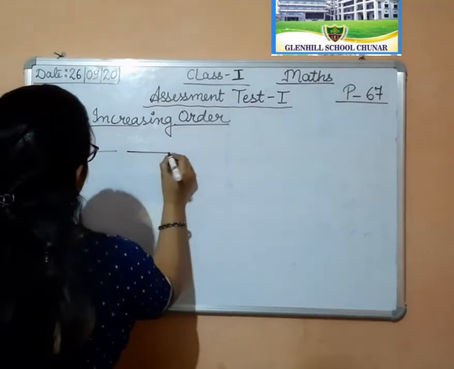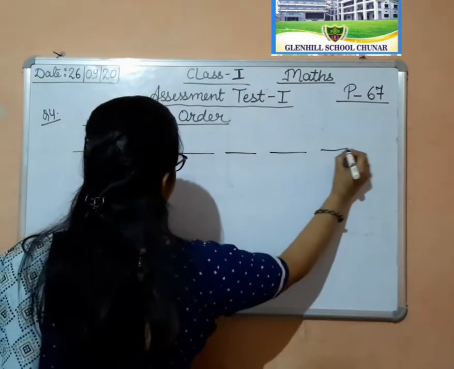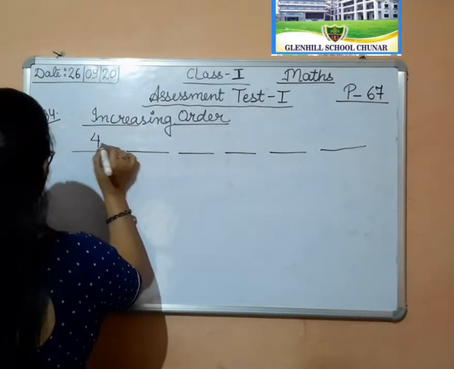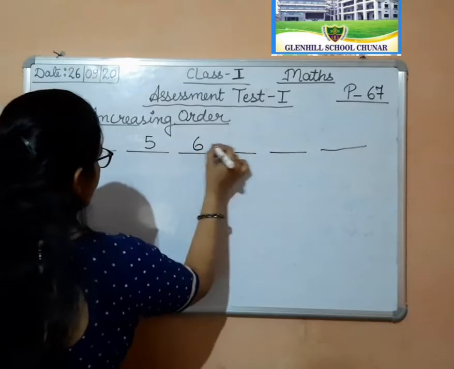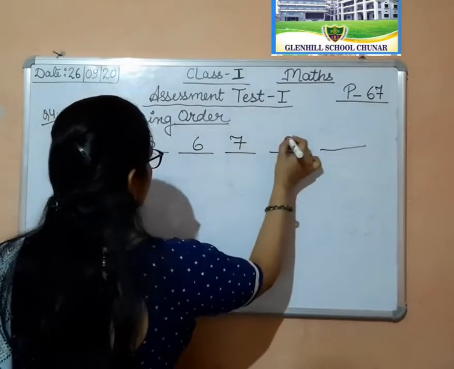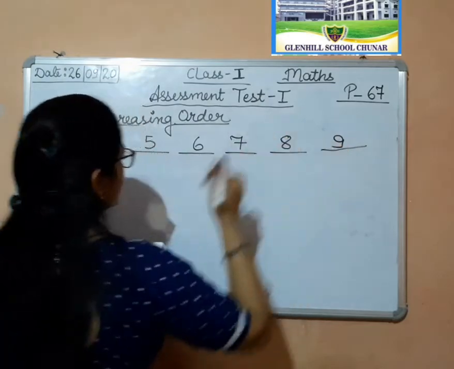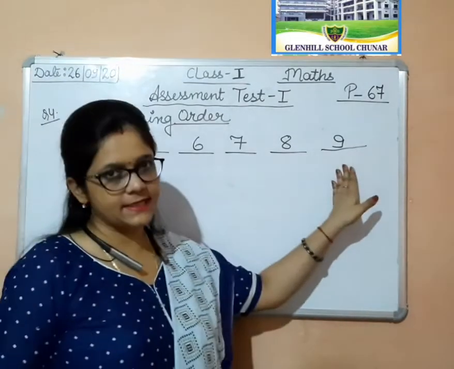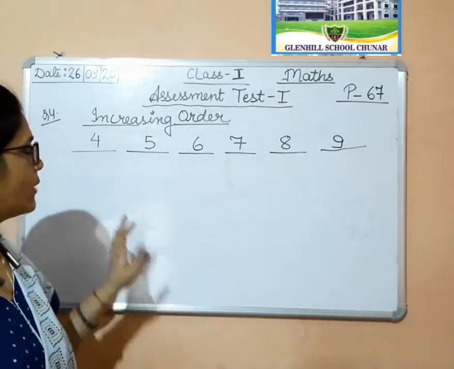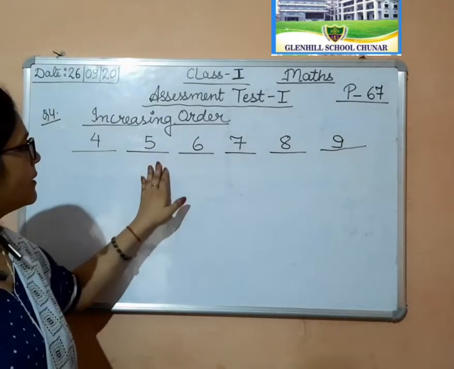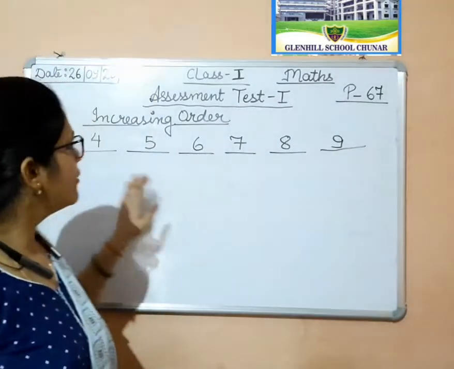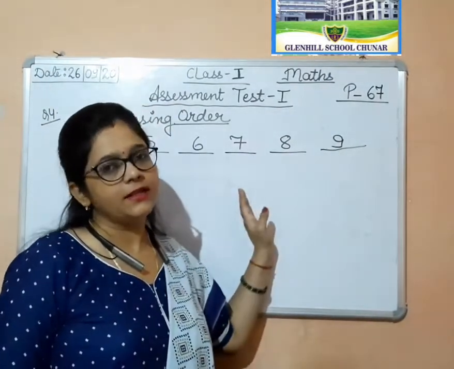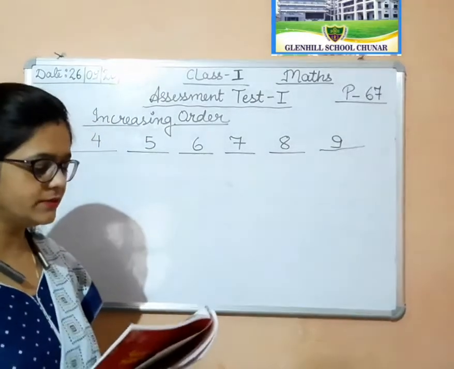So see here 1, 2, 3, 4, 5, 6. Okay, starting from 4. So 4, 5, 6, 7, 8, 9. These are the 6 numerals starting from smallest to the greatest number. Okay, आपको 6 numerals write down करना है. तो मैंने write down किया है sequence wise में. Okay, 4, then 5, then 6, then 7, then 8, then 9. Okay, this will come. So you all have understood.